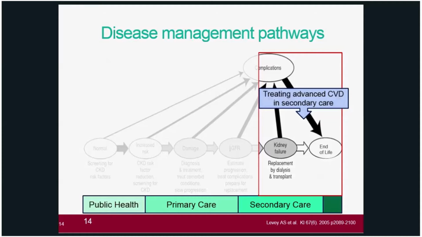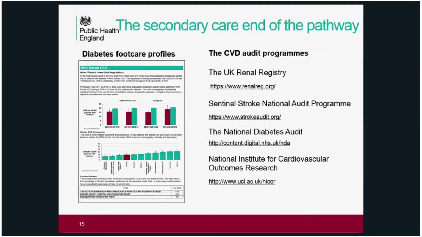If you move to slide 15, NCVIN does produce information on this side of the pathway, on people with advanced disease, and it's usually in conjunction with the CVD audits, which you can see listed on the right-hand side of this slide. The other example on the left-hand side is something called the diabetes foot care profiles, which highlights variation in amputation rates or hospital episodes for diabetic foot care. I won't dwell on that because John's going to talk about this profile in a bit more detail in a moment. So moving on to slide 16.